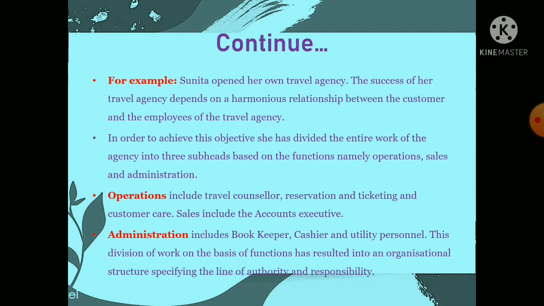So organizing will create a hierarchical relationship among the workers, where one has to report back to the CEO or owner of the business.